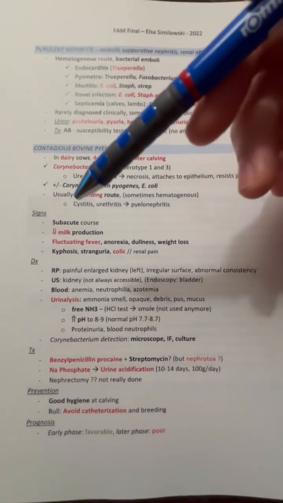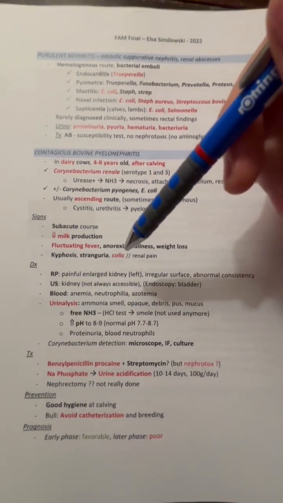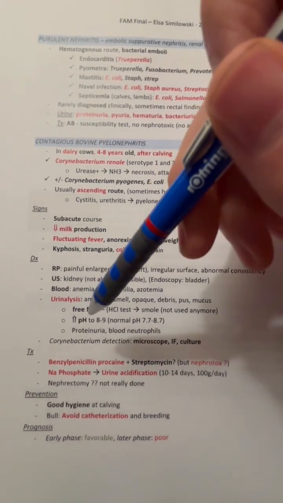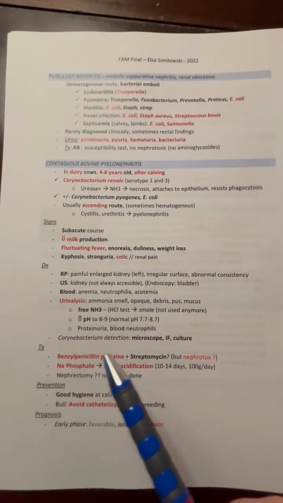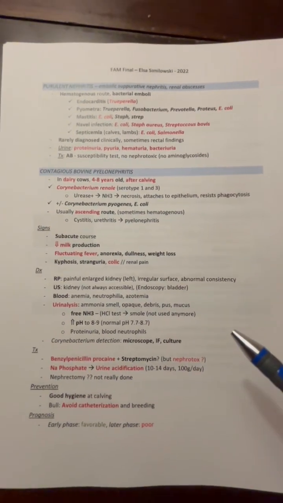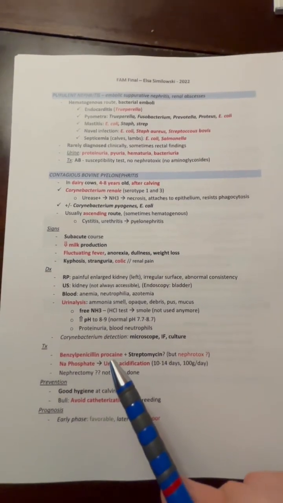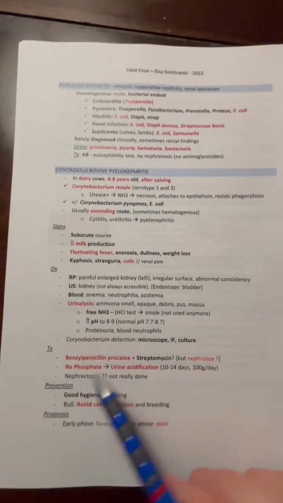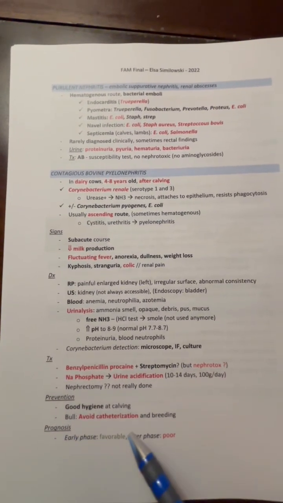For the diagnosis, when doing rectal palpation, you'll have a painful enlarged left kidney. And when doing urine analysis, you'll see free ammonia and an increased pH. It'll be around 8 to 9. And Corynebacterium can be cultured. And for the treatment, give benzyl penicillin, procaine, as well as sodium phosphate for urine acidification. And for prevention, have good hygiene at calving. And for bulls, avoid catheterization.